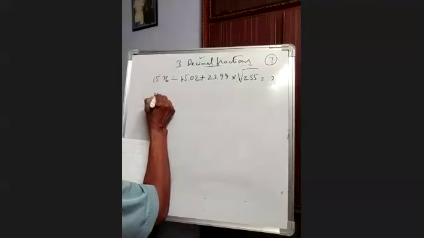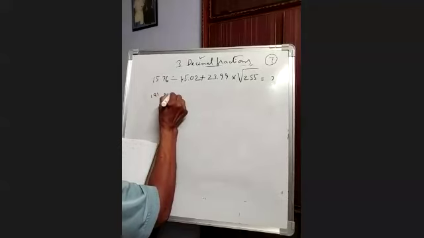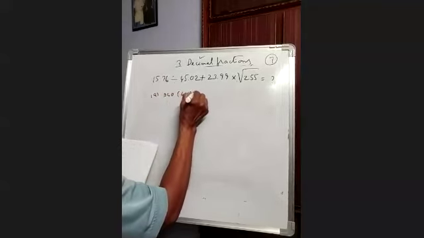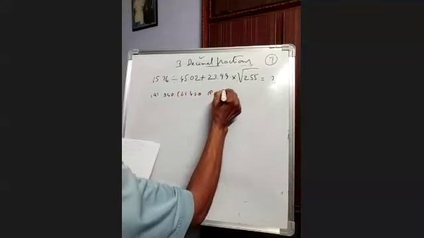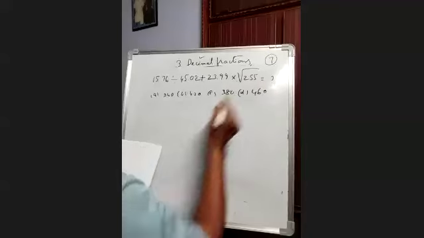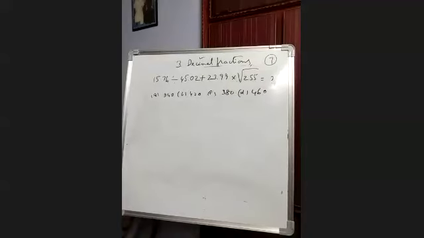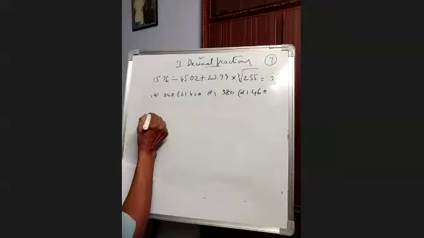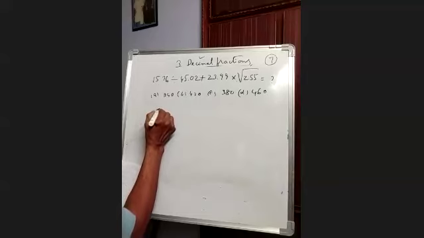Options are 340, 420, 380, 460. Those are the options. So here also approximation is necessary. Given expression.